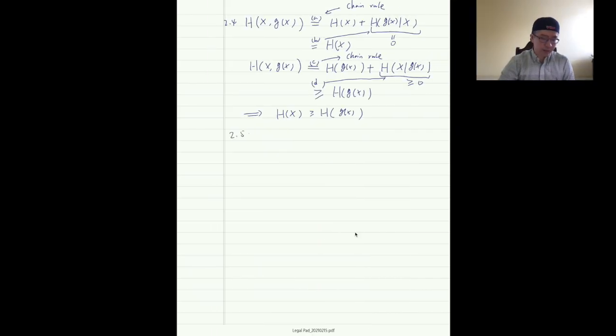2.5, right? So basically what we know is that this guy is 0. So what we're going to do here is write a definition of the entropy and see what we can get from the information that this guy is 0, right? So let's write down the definition.